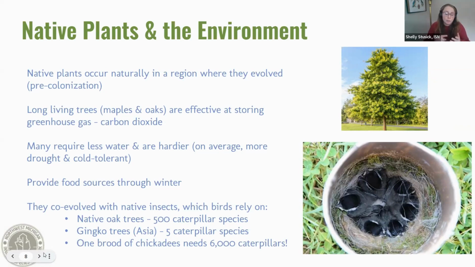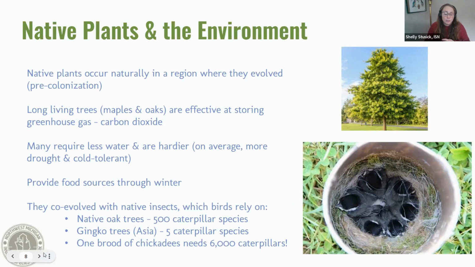And so since native plants co-evolved with native insects, which birds and other wildlife rely on, I just want to give an example. Our native oak trees can support 500 caterpillar species, and that is just moths and butterflies, compared to a non-native tree like the ginkgo biloba, which supports only 5 caterpillar species. So even though we love it and it looks great, it's not supporting habitat for insects.